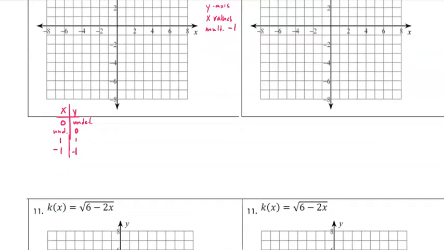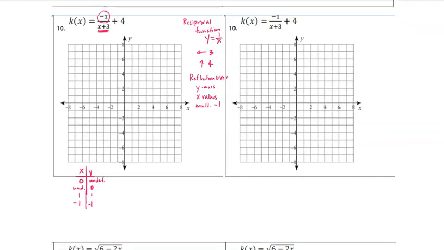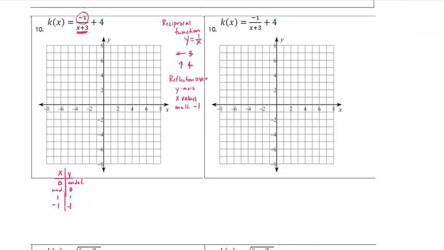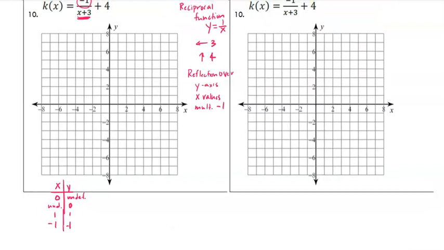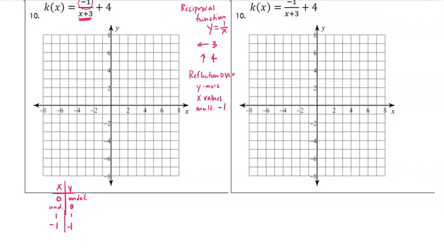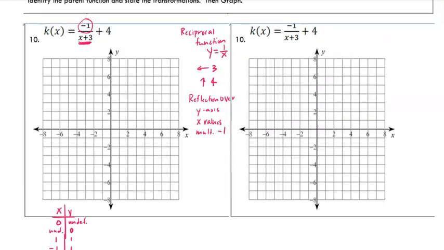Now let's go ahead and list the things that I need to do to it. You can say reflections come first. This is kind of interesting. When you make tables for reciprocal functions, it kind of complicates things. I know you see this negative 1 right here. Notice that the parent function doesn't have a negative 1 there, so I have to put that on the x.